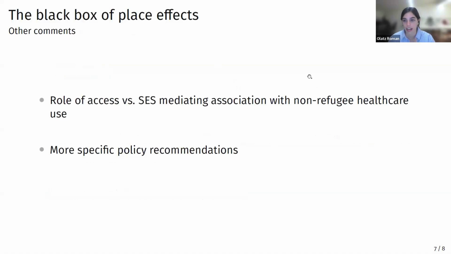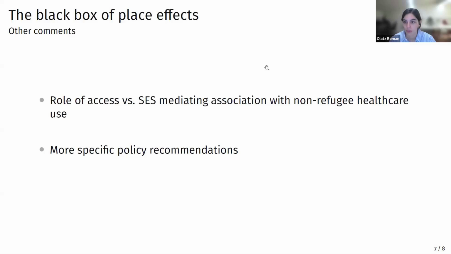And then, well, I had a couple of other comments, but about the black box of place effects, let me just stress here that I think that with this detailed investigation of what is in the place effects, you could make much more detailed policy recommendations. And I really think that it would add value to the paper, which I think is super interesting.